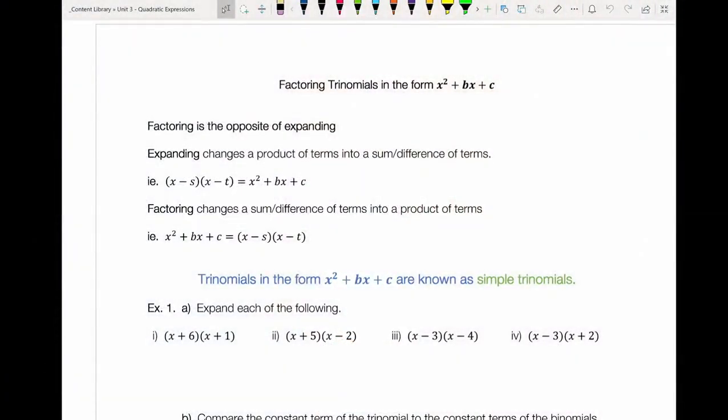In today's note, we are going to look at factoring trinomials in the form x squared plus bx plus c. Just as a reminder, factoring is the opposite of expanding. We looked at common factoring in our last note, so we have seen the very basic form of it. Let's remind ourselves of the difference between factoring and expanding.